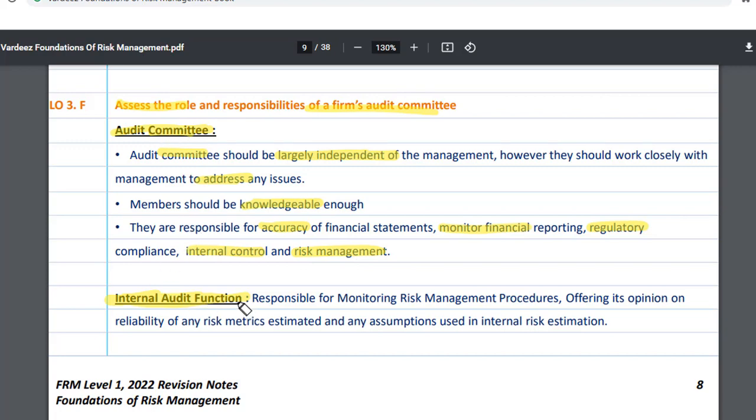And the internal audit function that a firm will have, they should be responsible for monitoring the risk management procedures. They can also offer their opinion on reliability of any risk metrics that have been estimated. For example, if VAR has been estimated, they can offer their opinion on that. They can also suggest some assumptions used in the internal risk estimates, and offer their opinion on that. Okay, so these are the roles of the internal audit function that exists in a firm. Okay, so with that being said, we are done with the third chapter.